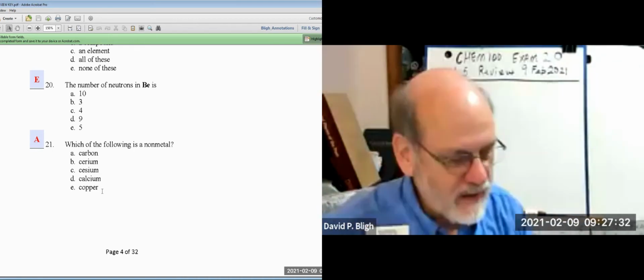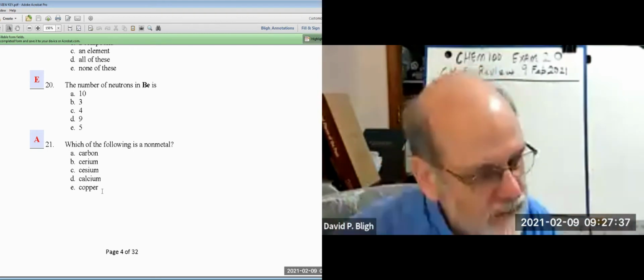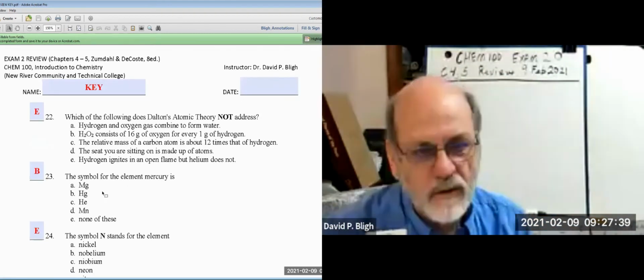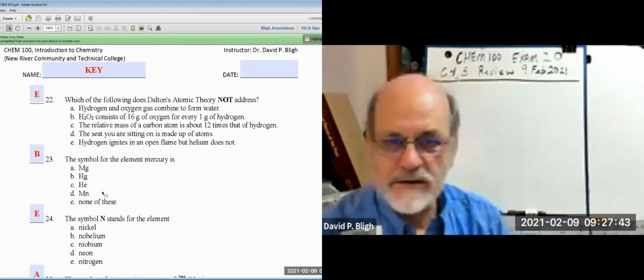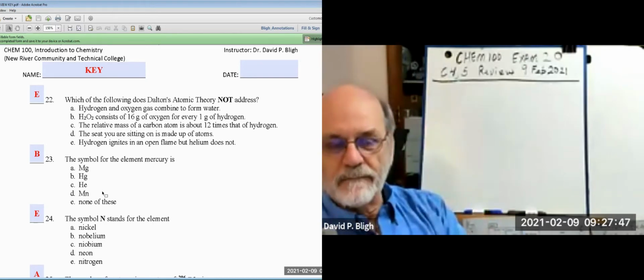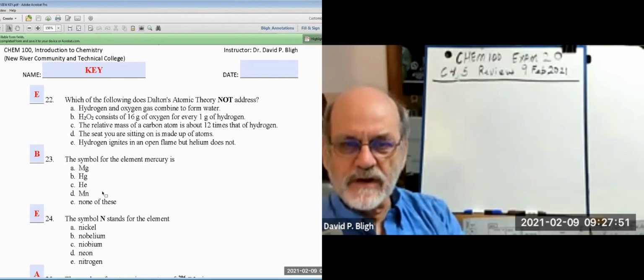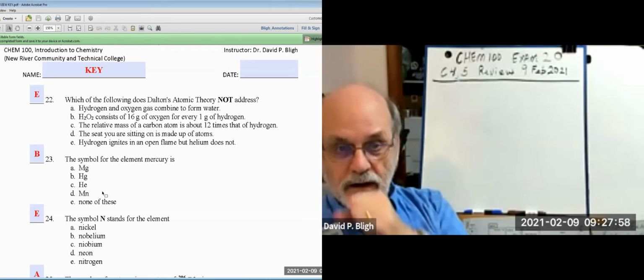All right, 21 is done. 23, take a look at 23. Here's another question about Dalton's atomic theory. So, which of the following does Dalton's atomic theory not address? And here we're given examples.